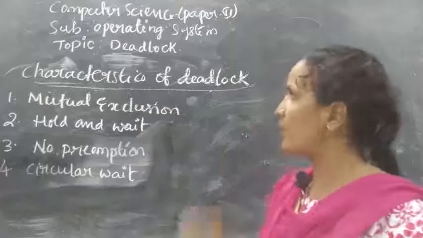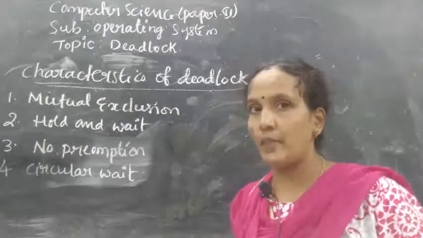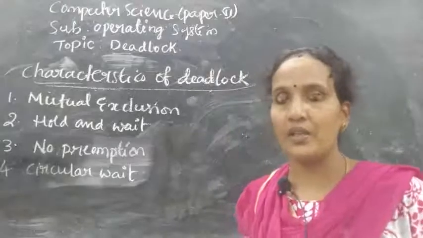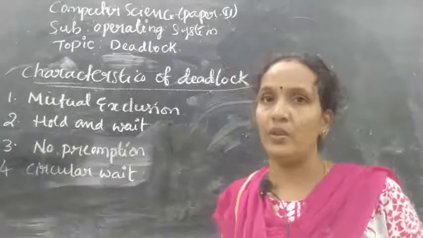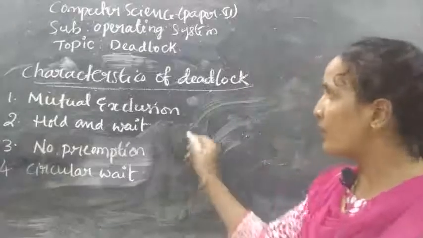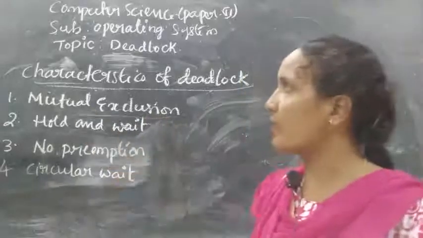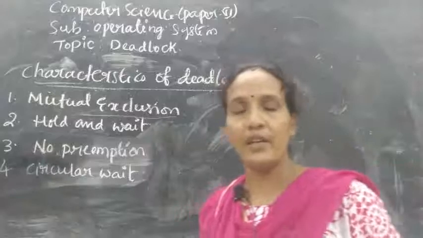Okay, so the first one is mutual exclusion. Mutual exclusion I have already explained. When one process is using the resource, another process should not enter into that block. This I have already explained, mutual exclusion. So with mutual exclusion also, a process may enter into a deadlock.